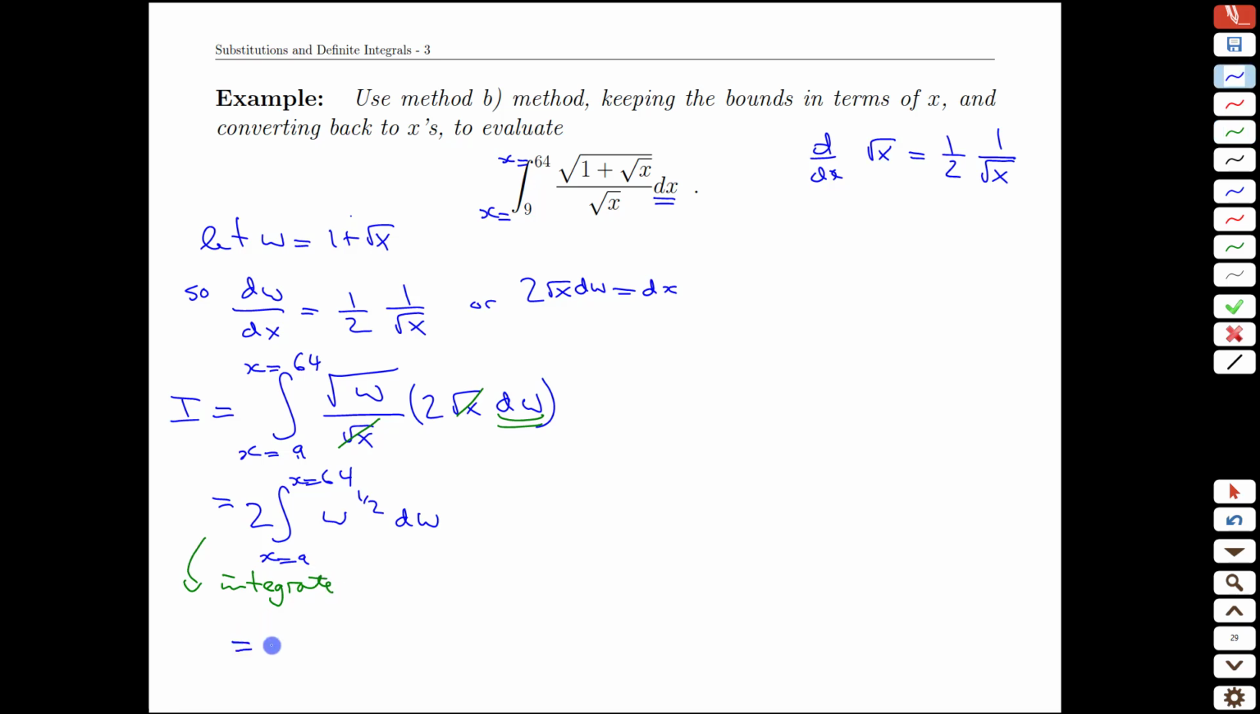We're going to have 2 times w to the 1/2. When we integrate it, we add 1 to the power, divide by the new power, and we're going to sub in x equals 9. And again, this is explicitly x's, not w's. X equals 9 and x equals 64. Keep going. This will be 4/3. Now we can go back to x's.